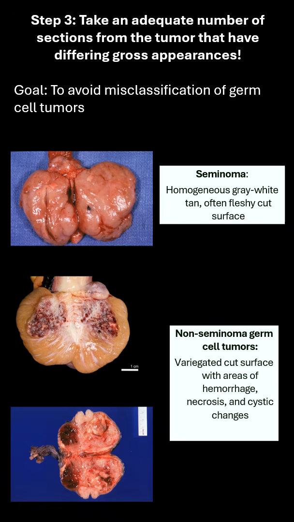Seminoma is characterized by a homogeneous gray-white, tan, often fleshy cut surface, while non-seminomatous germ cell tumors typically have a more variegated cut surface with areas of hemorrhage, necrosis, and cystic change. So when you see this type of appearance, always take multiple sections from different parts of the tumor to avoid misclassification of germ cell tumors.